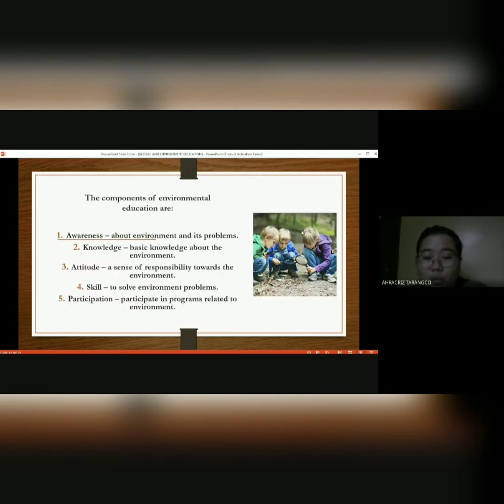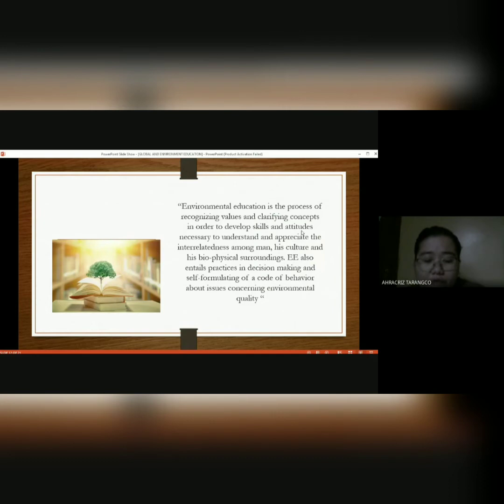So when we say environmental education, it is a learning process that increases people's knowledge and awareness about the environment and the associated challenges, and develops the necessary skills and expertise to address the challenges, fostering attitudes, motivation, and commitments to make informed decisions and take responsible actions.